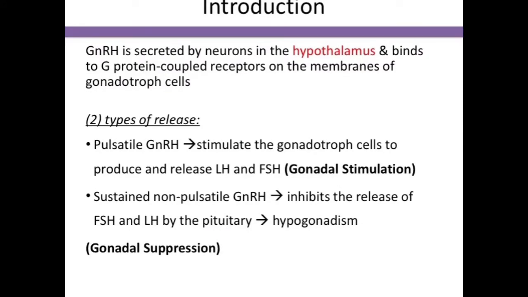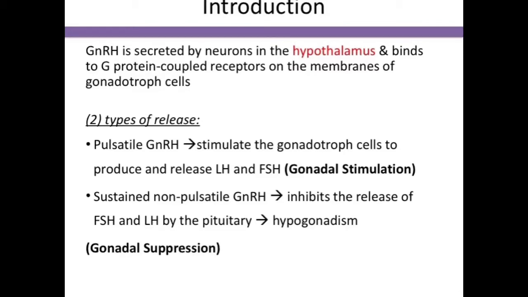GnRH is secreted by neurons in the hypothalamus, and it binds to the G protein coupled receptors on the membranes of the gonadotroph cells. There are two types of release of GnRH, namely pulsatile GnRH release, which stimulates the gonadotroph cells to produce and release LH and FSH. This is its gonadal stimulation activity.